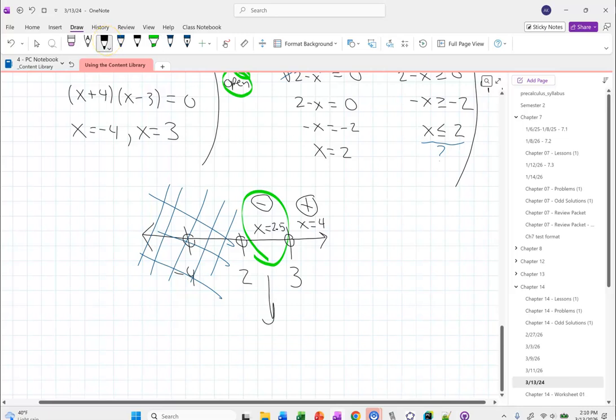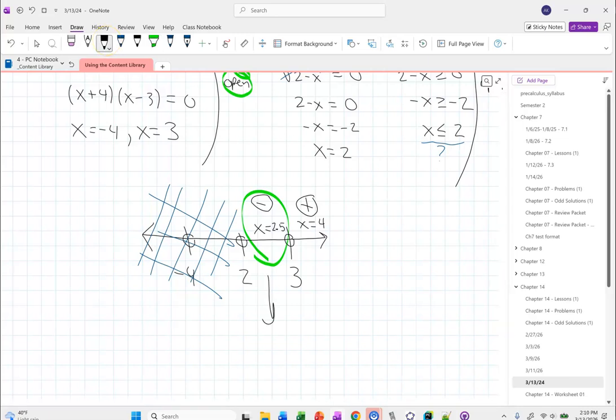How do I write this interval? 2, 3. Okay. Parenthesis on 2 or bracket? Parentheses. Okay. On the 3? Parentheses. Why? Because it's open. Because they're both open. That's our answer.